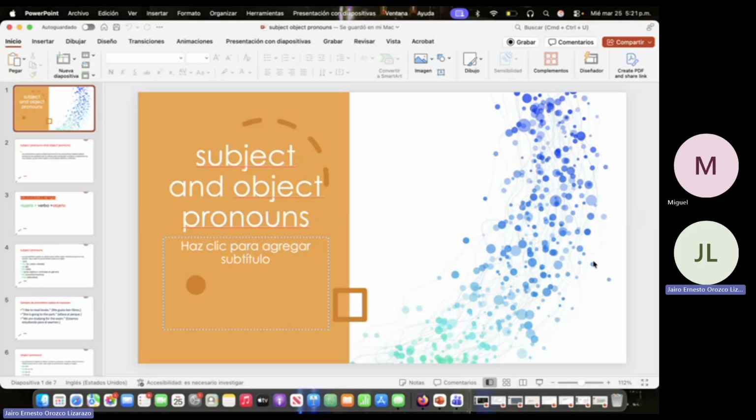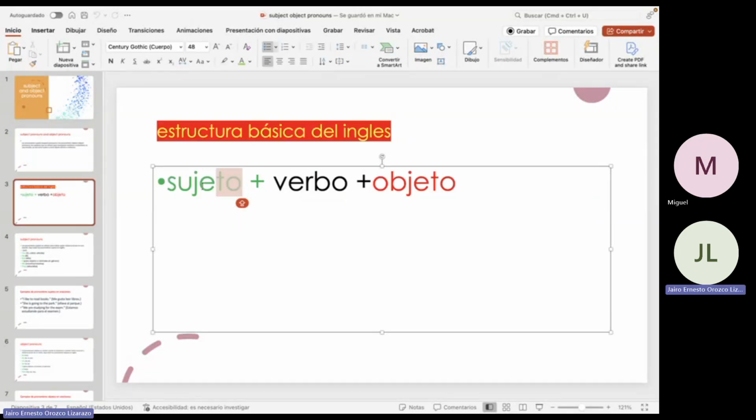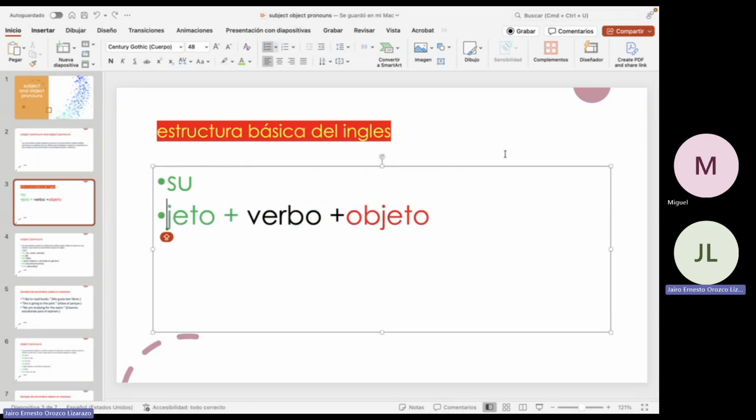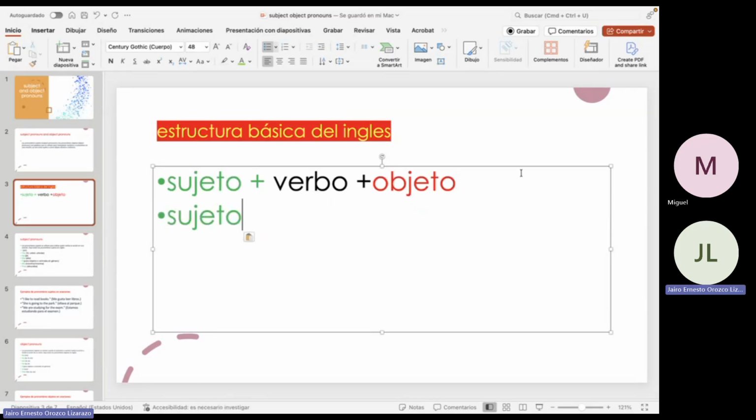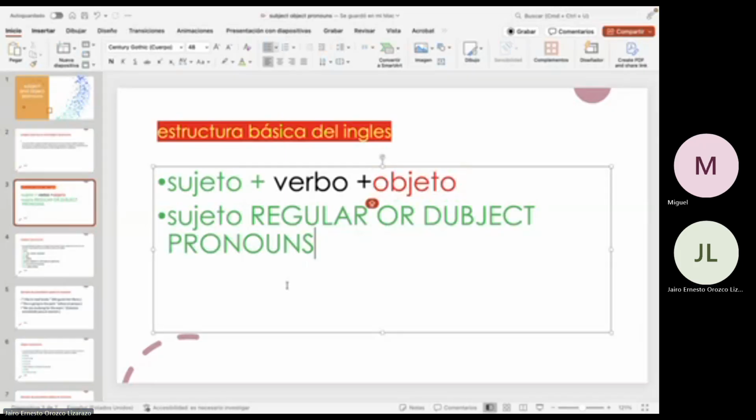There are two kinds of pronouns. We have subject pronouns and object pronouns. So subject pronouns are the regular pronouns that we already know. Again, subject pronouns are right here, right? So subject pronouns are the regular pronouns, and object pronouns are right here.